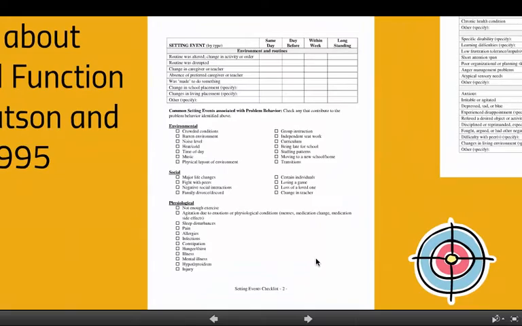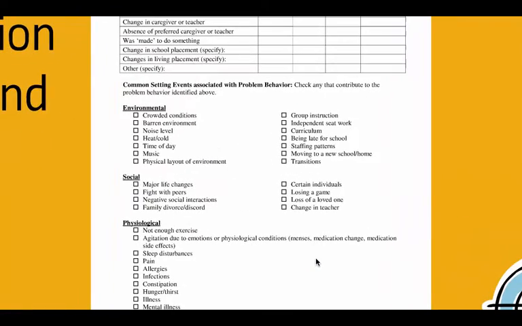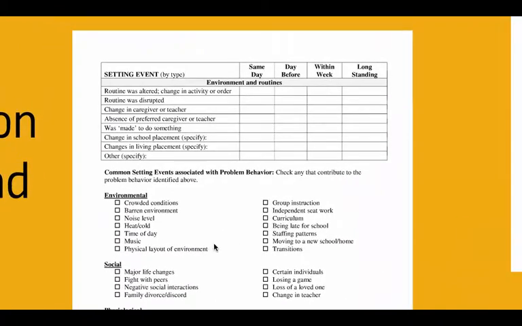So essentially, with this tool, we're looking at setting events that may give rise, as an antecedent, to behavior. For example, environment and routines. Was the routine altered? Was there a change in activity? And did that occur the same day, for example, or even the day before? So it could be proximate setting events, or what's referred to as distal setting events, if it's far removed from the actual occurrence of a behavior. So was a routine disrupted?